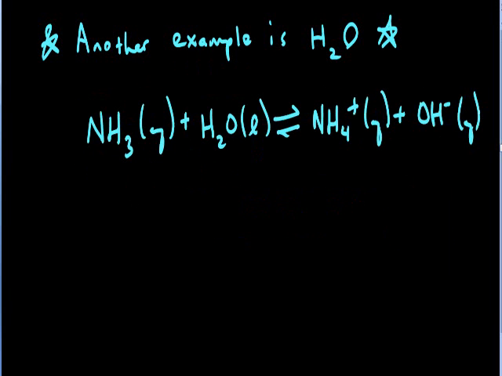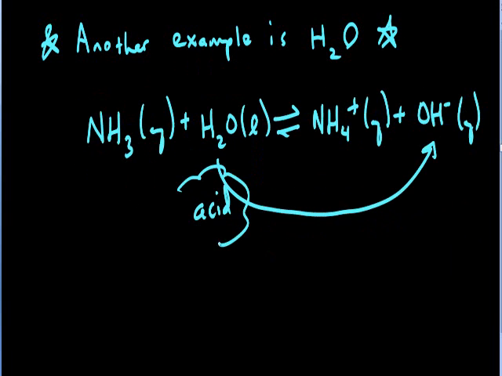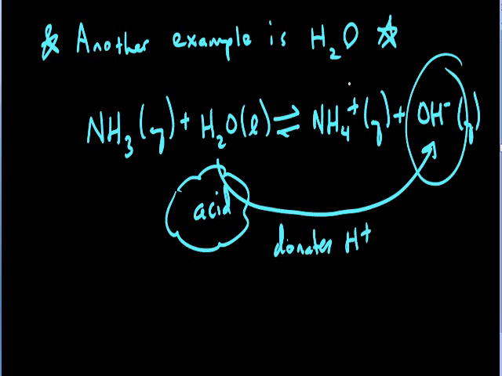Or water can function as an acid. In this case, it starts out as H2O, and the water donates an H plus. The water turns into OH minus. The ammonia gains the H plus and turns into NH4 positive. In this case, our water molecule is functioning as an acid.